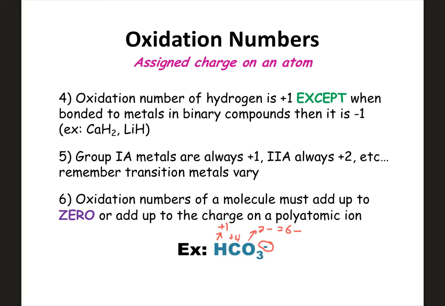So if we total this up right now, be careful. We have 6 minus from the oxygens. Now we have a total of 5 plus from the hydrogen and the carbon. So 6 minus and 5 plus gives us 1 minus left over, which is the charge of this molecule itself.